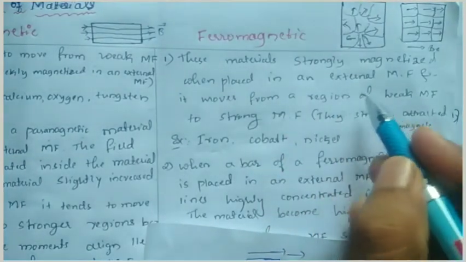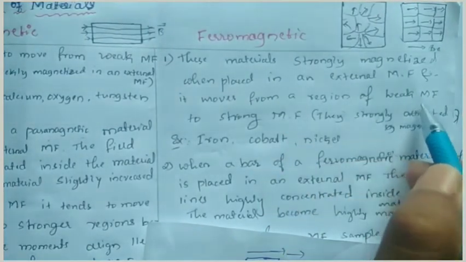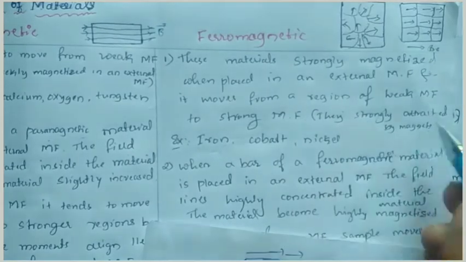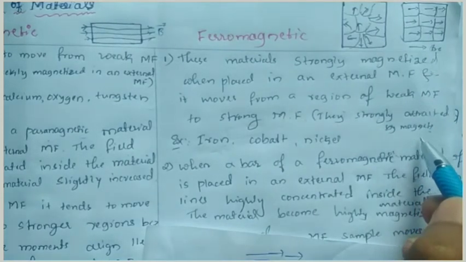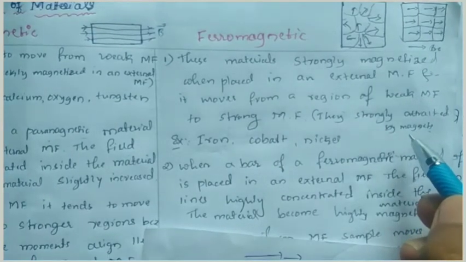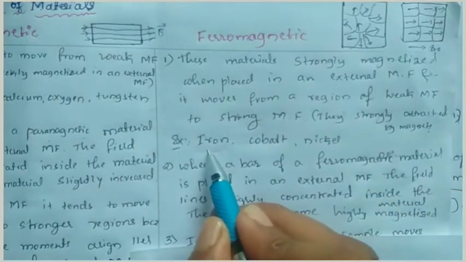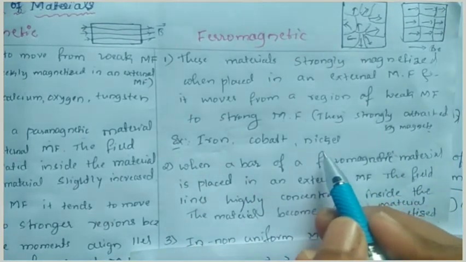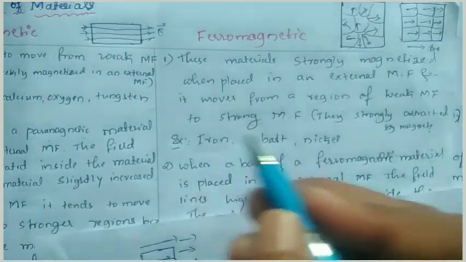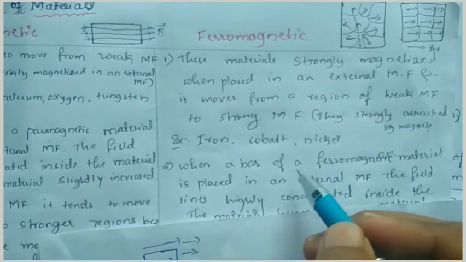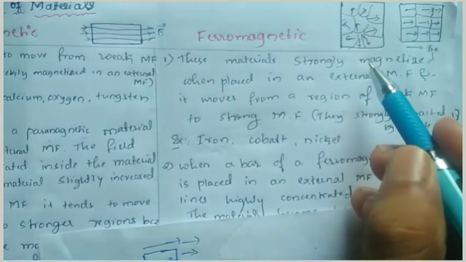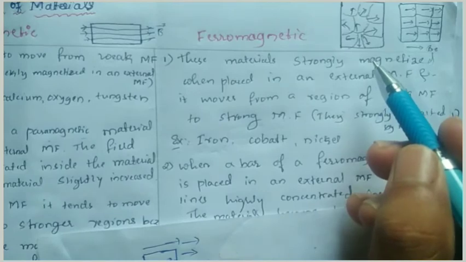So here it moves from a region of weak magnetic field to strong magnetic field. They are strongly attracted by magnets. Examples for this are iron, cobalt, nickel. Before going to the further points, first we have to discuss the ferromagnetic domains.